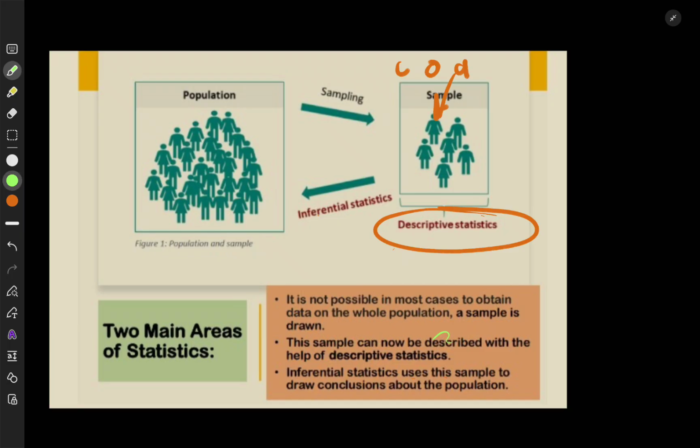The reason we do this is it's very hard for you to come to this whole population and start collecting data. That would be a lot. So because of that, we work on a sample, then we use it to talk about the whole group.